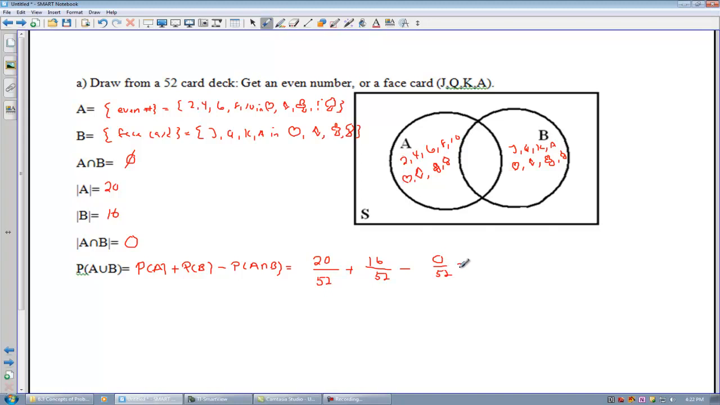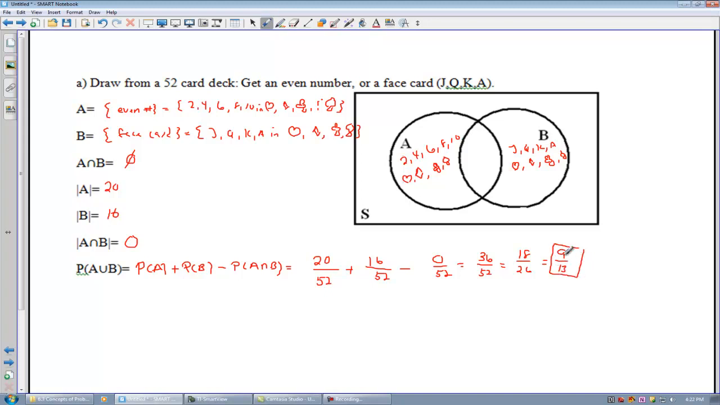That's why we can leave it off. We can put it there or leave it off. And so 20 plus 16 is 36 divided by 52, which reduces to 18 over 26, which we can continue to reduce to 9 over 13.